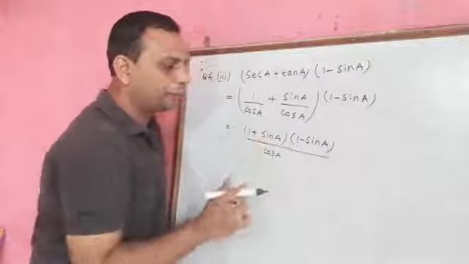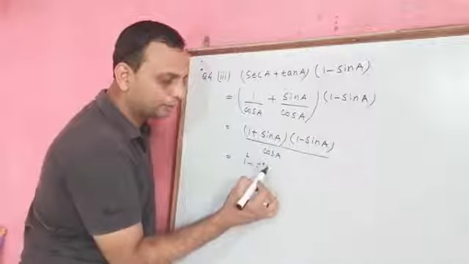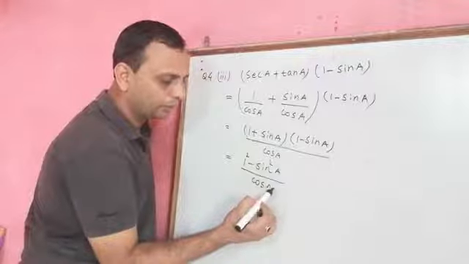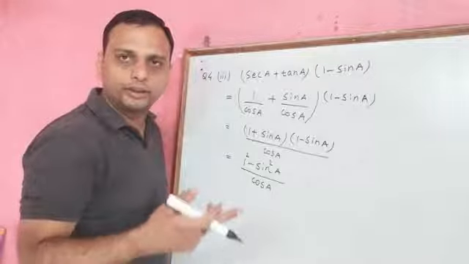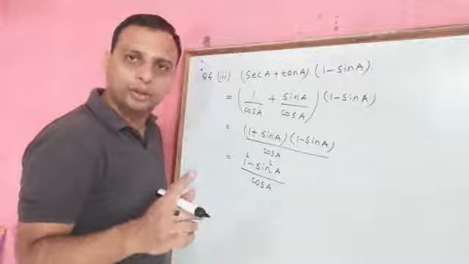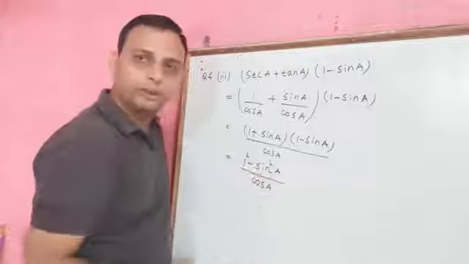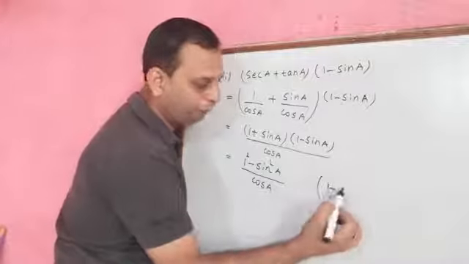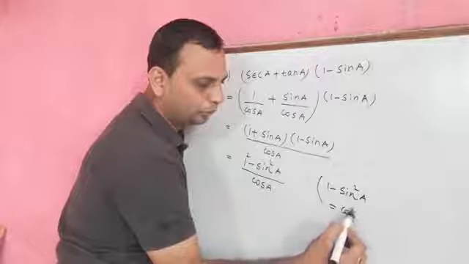So A plus B into A minus B equal to what? A square minus B square. So it will be 1 square minus sin square A upon what will come, cos A. Now 1 minus sin square, I had told in the yesterday and previous video, sin square plus cos square equal to 1. And cos square equal to 1 minus sin square, and 1 minus sin square equal to what? Cos square. So we can write here 1 minus sin square A is equal to cos square A.